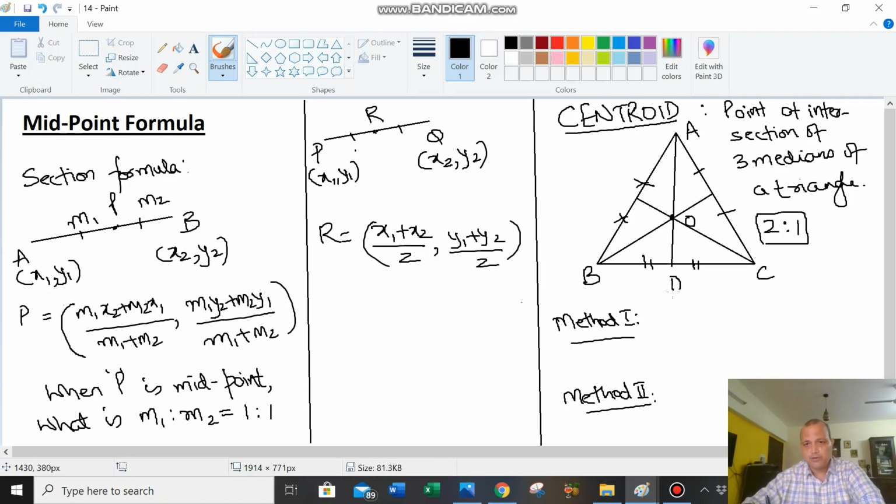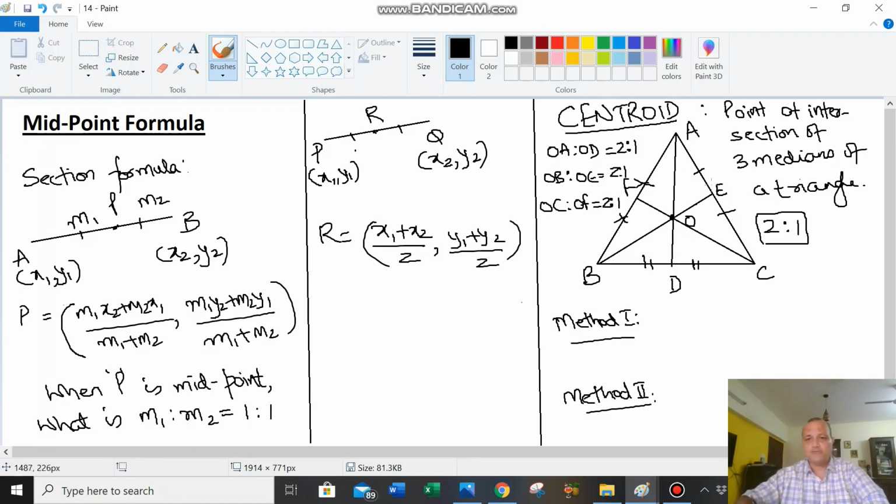Let me name them for convenience's sake. Let this be AD, median BE, and median CF. So as per this, what it means is OA is to OD is equal to 2:1, OB is to OE is equal to 2:1, and OC is to OF is equal to 2:1.